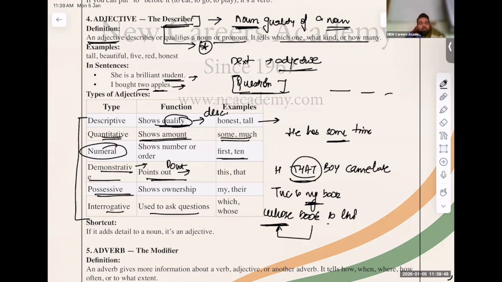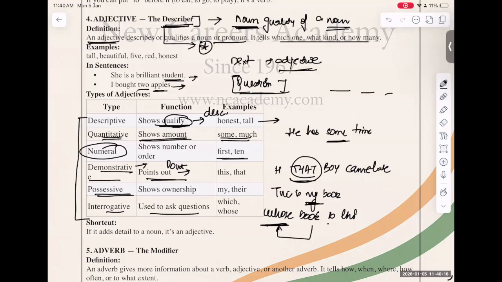Okay. How tall is he? Tall, descriptive. You're telling about it. He's an honest boy. Quality. Quantitative. You're talking about his quality, it's quantitative. Is it clear? No, that's abstract. Sorry, abstract noun. Then you have this thing. He had six pens. Numeral. Is it clear?